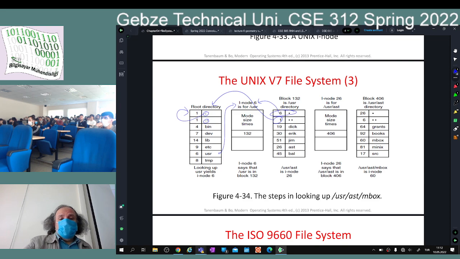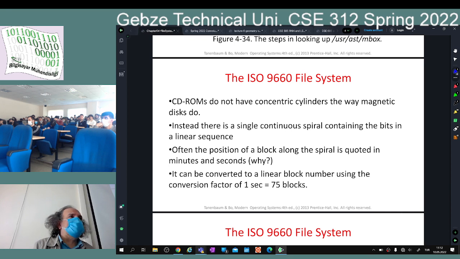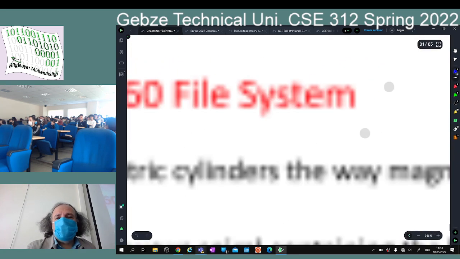Let's look at a third file system. This is a standard ISO file system, 9660. It's a CD-ROM file system. Why are we looking at the CD-ROM file system? Because they are simple to look at, and they are kind of special. Why? CD-ROM means that you write your files once and you never modify them or remove them. That's why contiguous allocation is a very nice alternative for these kinds of file systems, and they do it that way.